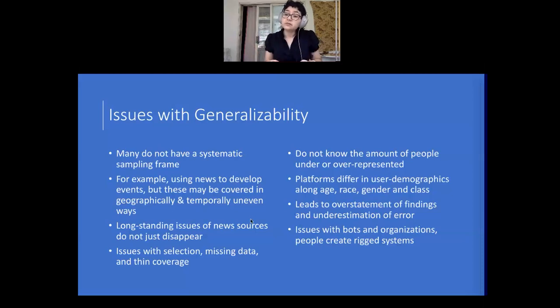Those particular issues are still going to be there, and we don't know how many, just because we have more people, we might have overrepresentation of the same people. We're not systematically sampling, right? So sampling is really key to understanding big data.